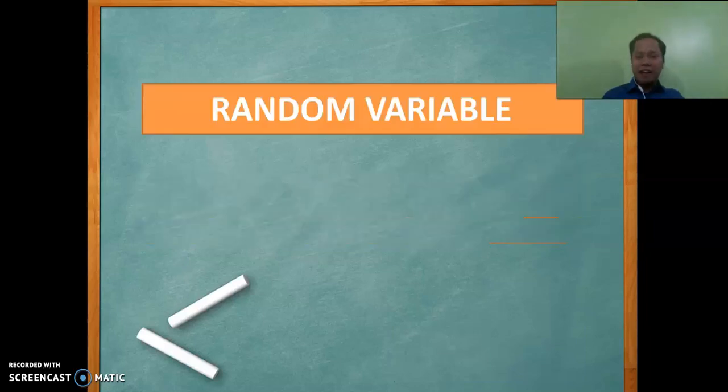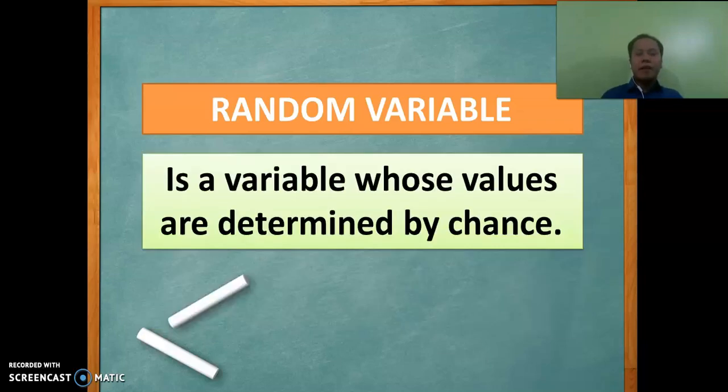We are going to start the lesson by defining what is a random variable. A random variable is a variable whose values are determined by chance. So what are the examples of random variable?